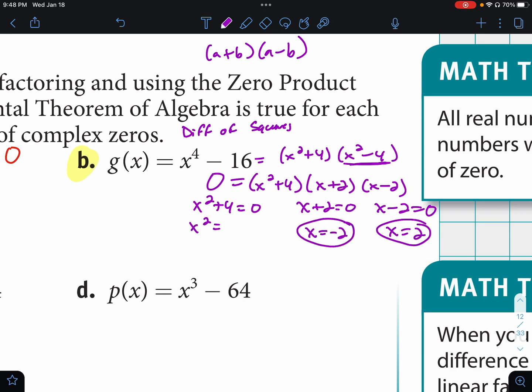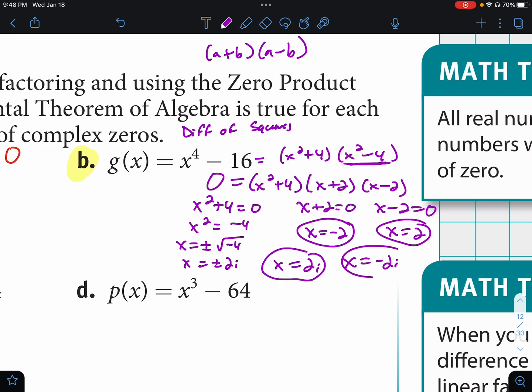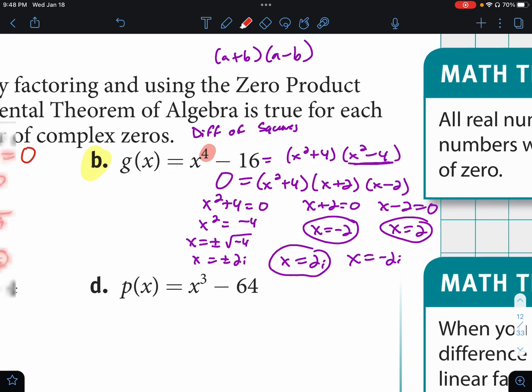And a little bit more work here. x squared equals negative 4. x equals plus or minus the square root of negative 4. x equals plus or minus 2i. So if I write them separate, 2i and negative 2i, I have 4 answers for my degree 4 problem.